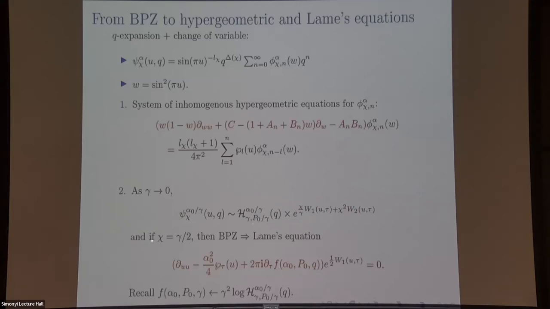Now, let's say we choose chi to be gamma over two. Then we know that chi satisfies BPZ, and if we use this information, we can derive a differential equation for W1. And this is exactly how it looks. This takes exactly the shape of the Lemaitre equation, and the semi-classical limit of this undeformed conformal block very naturally sits in here. This shows that indeed the semi-classical limit gives the accessory parameters of the Lemaitre equations.